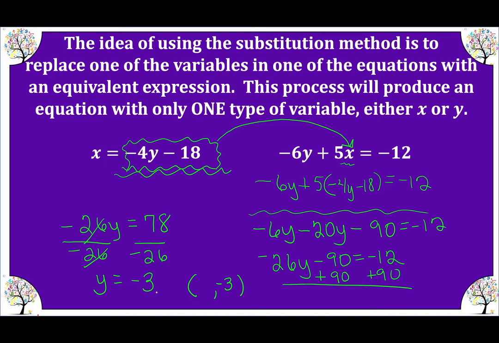To get the x value, we can go back up here to our first equation and we can replace or substitute what y equals. Negative 4 times negative 3 is 12 minus 18. Therefore, the x coordinate is negative 6. So negative 6, negative 3 will be our point of intersection.